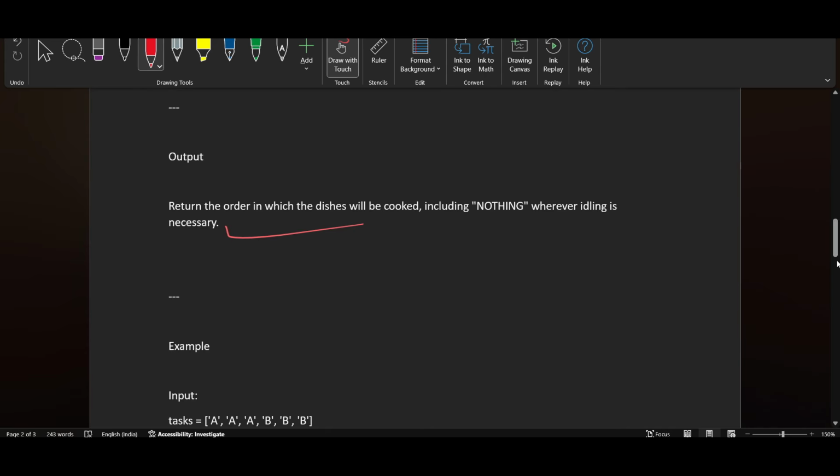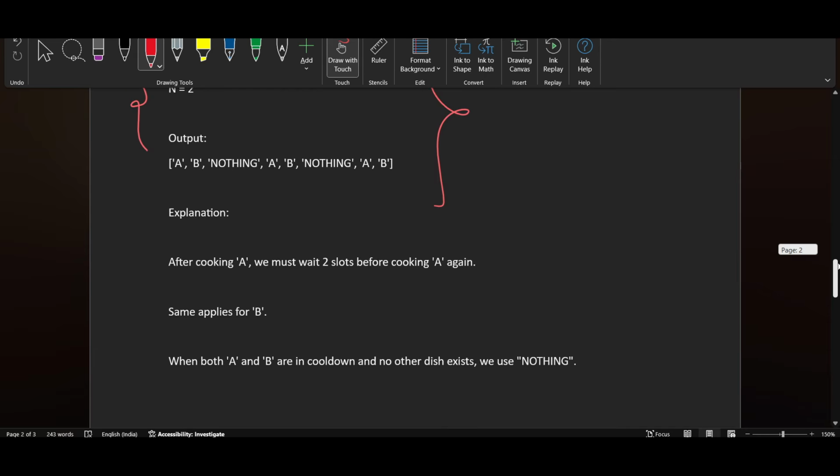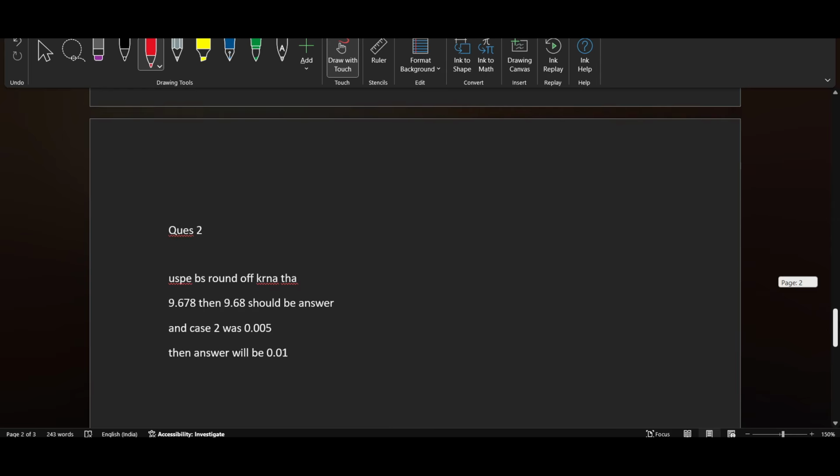Okay, an example input is given here. Tasks are AAA BBB, n equals 2. Output will be A B nothing A B nothing A B. Okay, so this was the first question. The explanation is also given here. After cooking A, we must wait 2 slots before cooking A again. The same applies for B.